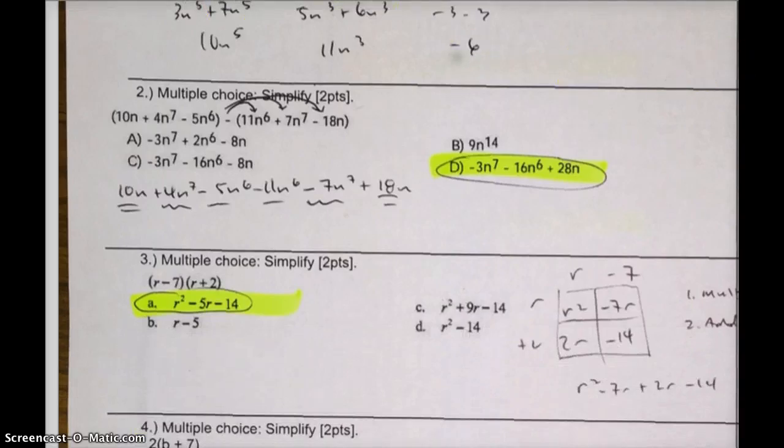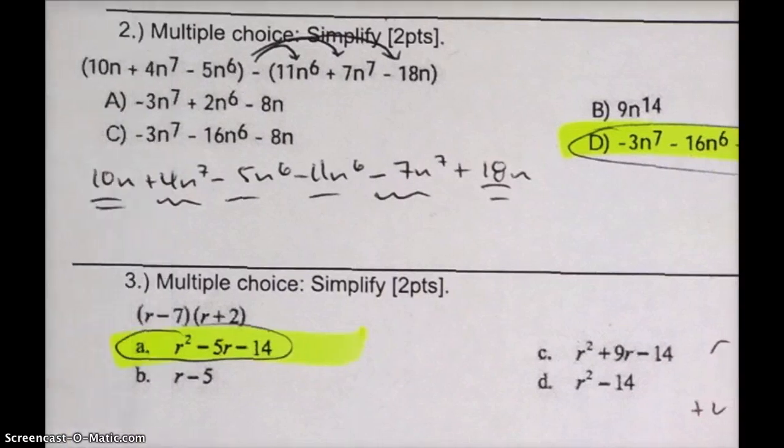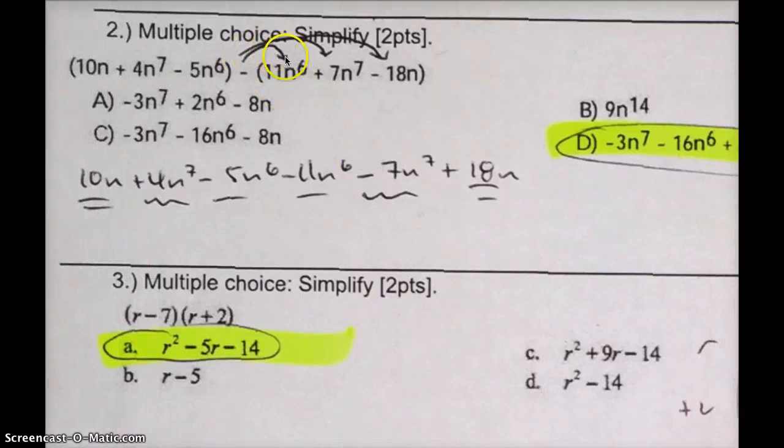Question number 2 also asks you to simplify. Notice in this problem you have a subtraction sign, which means you need to distribute the negative sign to each of the terms, which I've shown in the arrows. So this becomes a -11n squared, n to the 6th. That becomes a -n to the 7th, and that becomes a positive 18n.